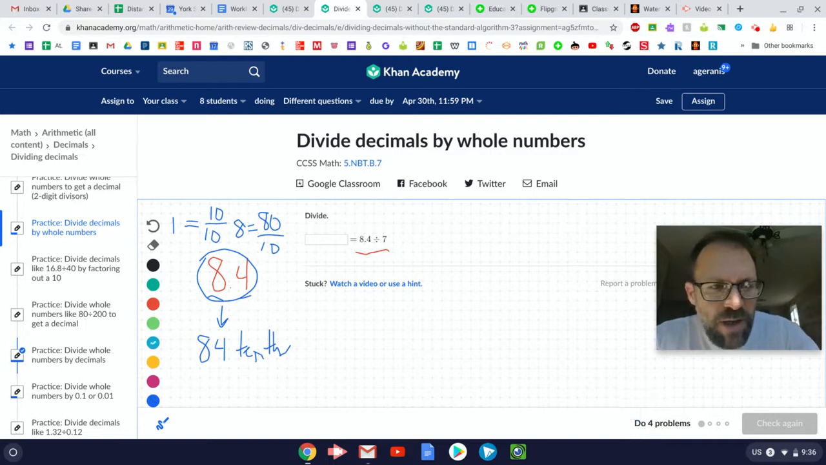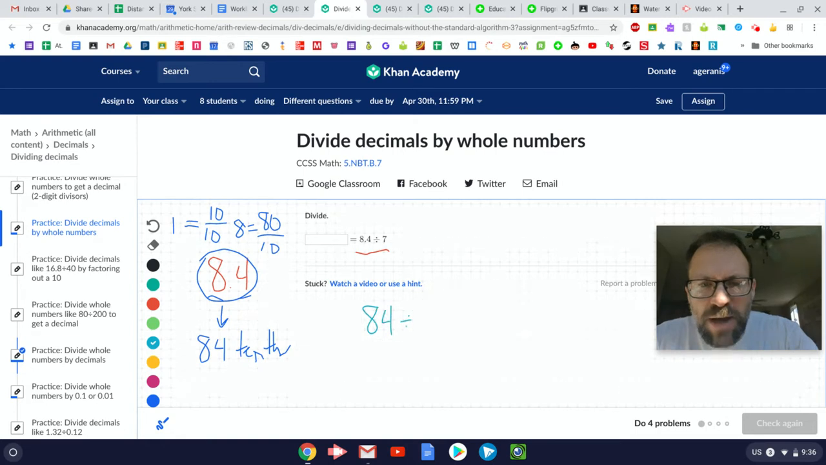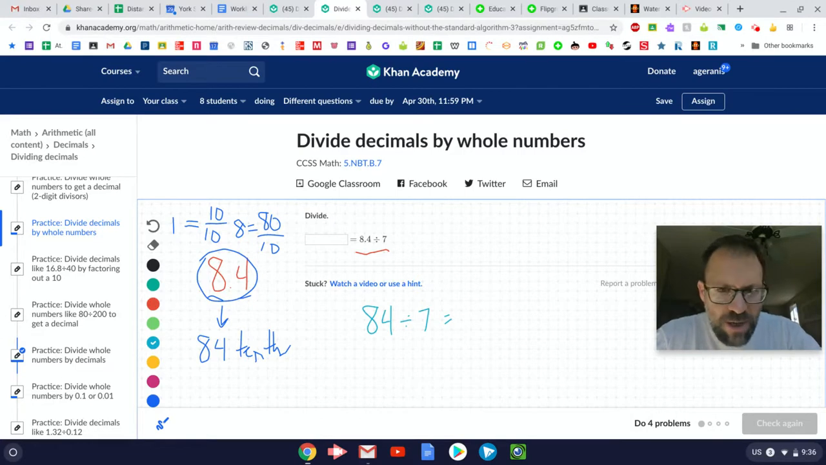All right, so I'm going to go over here. 84 tenths divided by 7. Well, because we've been doing reflex all year, we know that this is actually a fact family now, right? We know that 7 times 12 is 84. So we can just write 12 as our answer.